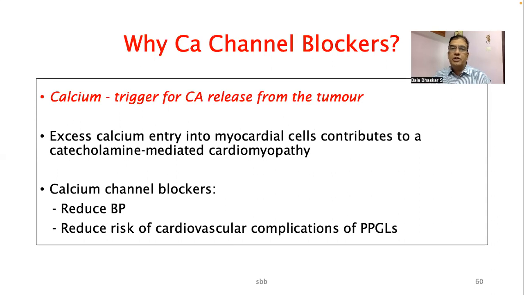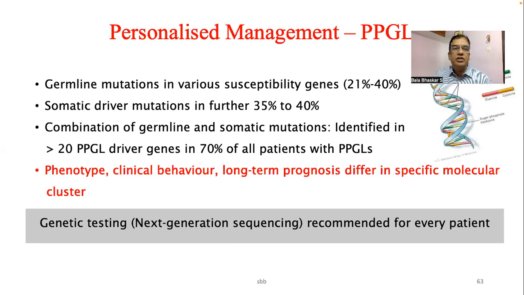Calcium channel blockers are also added in some patients, mainly because calcium can also be a trigger for catecholamine release from the tumor. And this excess calcium can enter into myocardial cells and contribute to catecholamine-mediated cardiomyopathy. So they can reduce the blood pressure and they can reduce the risk of complications. This personalized management has also come into vogue recently. There are publications about this also.